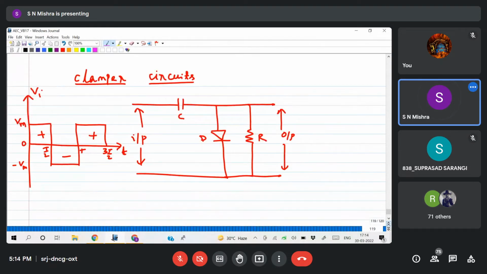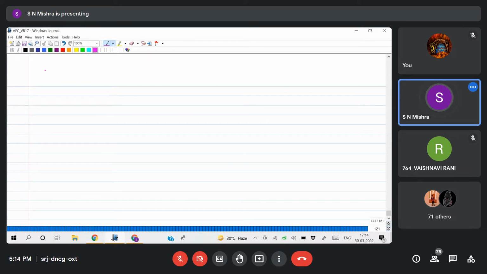Now see here, in this circuit, you tell me in which half cycle the diode will be on. Positive half cycle. So for the positive half cycle, the diode is on. So I'll do the equivalent circuit. Vi greater than 0, D is on. What is my equivalent circuit? The capacitor, then the diode is ideal, so short, then the resistor.